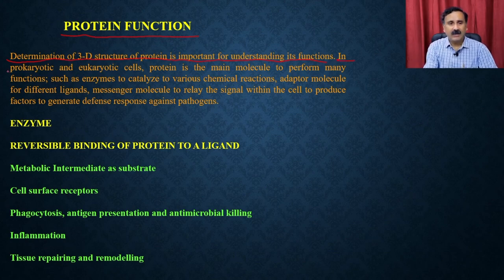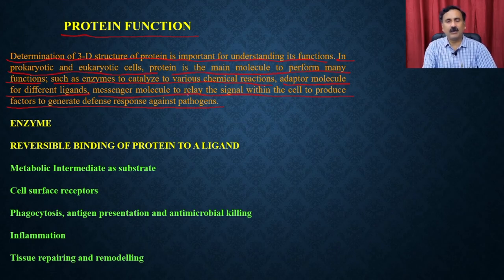In prokaryotic as well as eukaryotic cells, the protein is the main molecule to perform many functions, such as enzymes to catalyze various chemical reactions. It works as an adapter molecule for different types of ligands. Then it is a messenger molecule to relay the signal within the cell to produce the factor to generate the defense response against pathogenic organisms. So it has different types of roles.